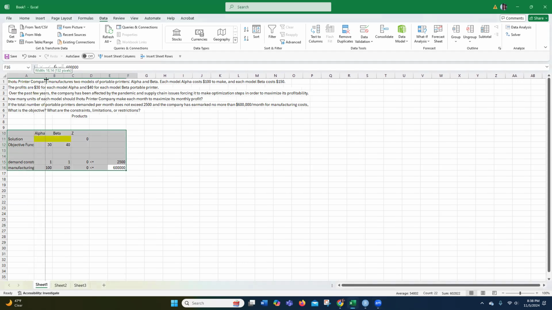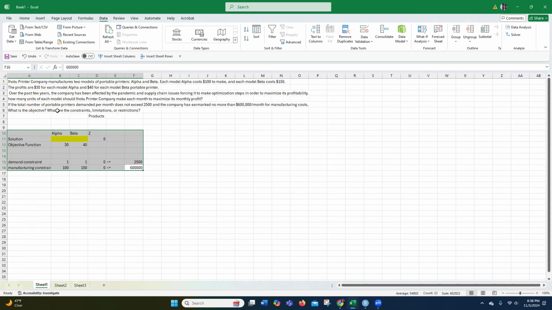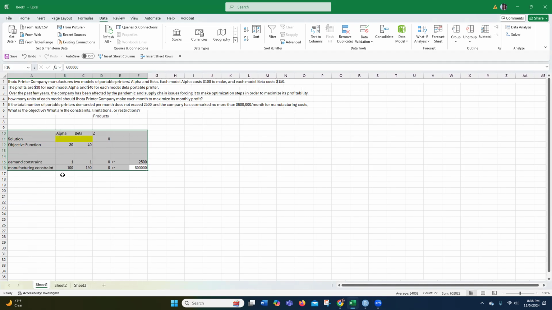I have set these up to where they're similar to how your example this week is. So our solution will go here. We don't know what it is yet, so I highlighted both Alpha and Beta because we do not know how much of each model printer we will be making. Below that, I have written our objective function, which means our profit for each unit. So our profit for Alpha is 30 and Beta is 40. So we're going to produce some combination of those to get our maximum profitability.